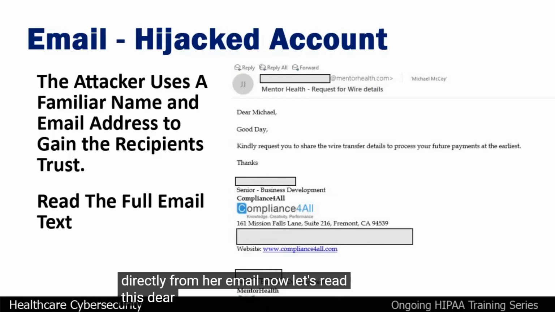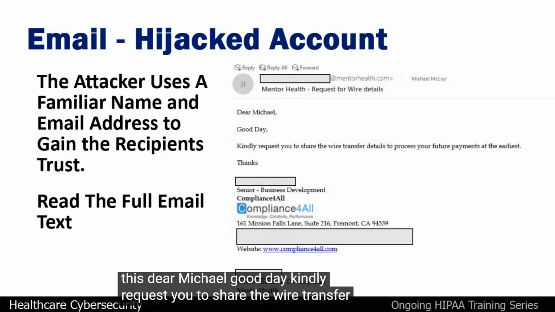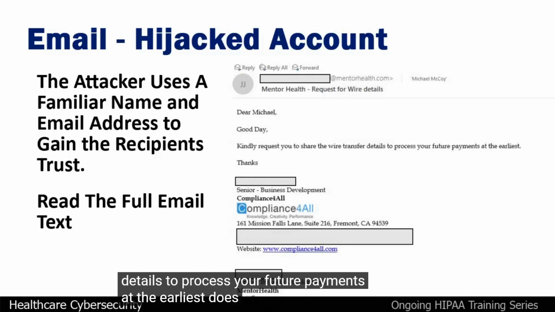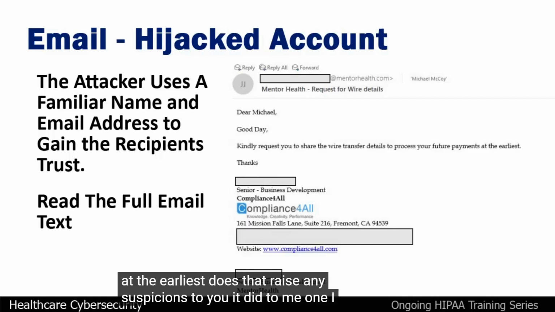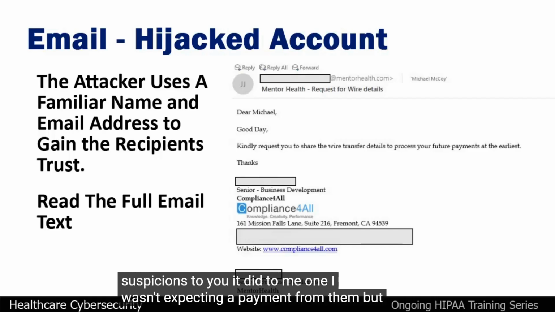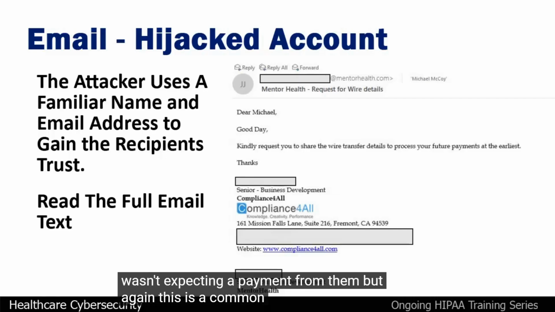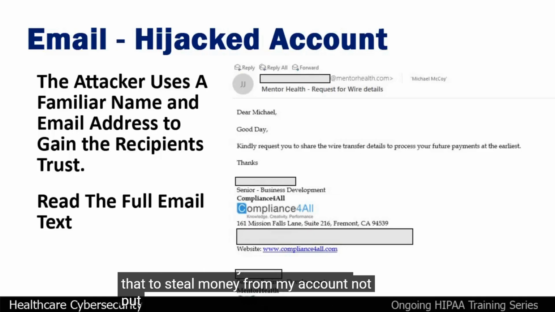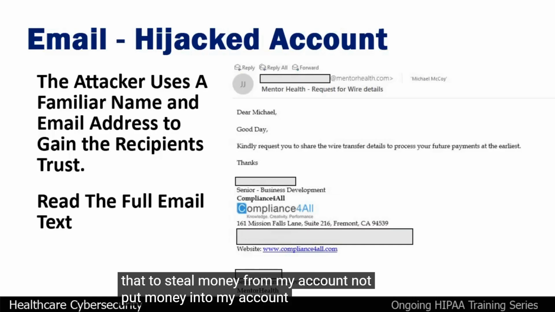Now let's read this. Dear Michael, good day. Kindly request you to share the wire transfer details to process your future payments at the earliest. Does that raise any suspicions to you? It did to me. One, I wasn't expecting a payment from them, but again, this is a common tactic. Had I responded and sent them the wire transfer details, they would have used that to steal money from my account, not put money into my account.